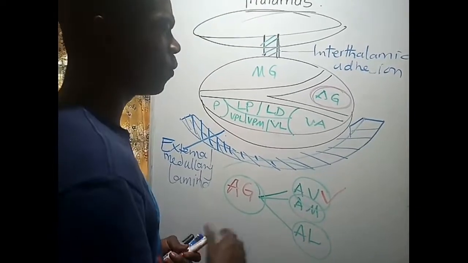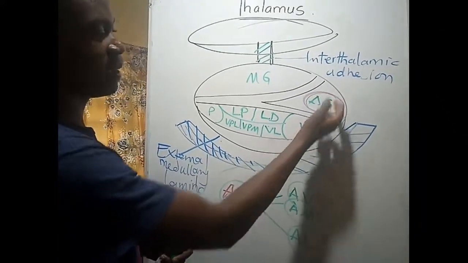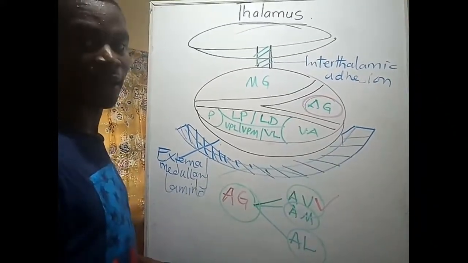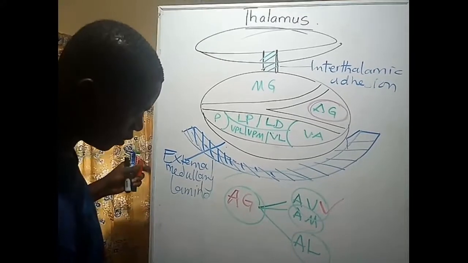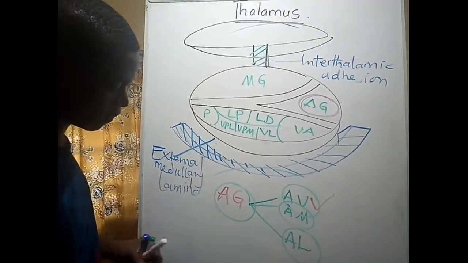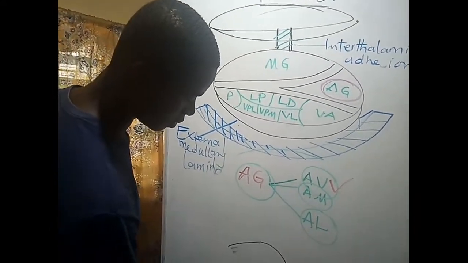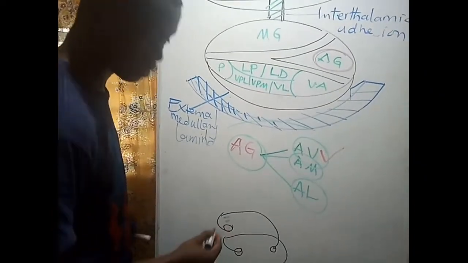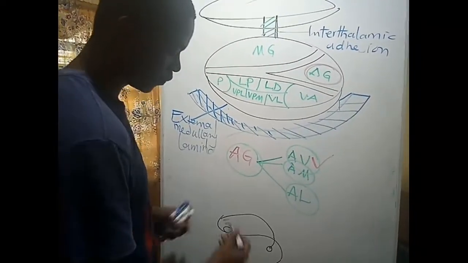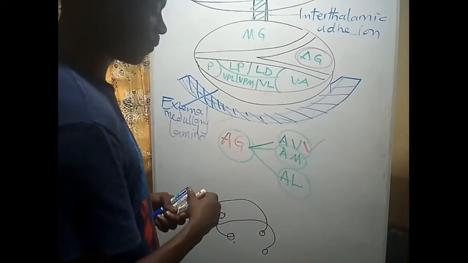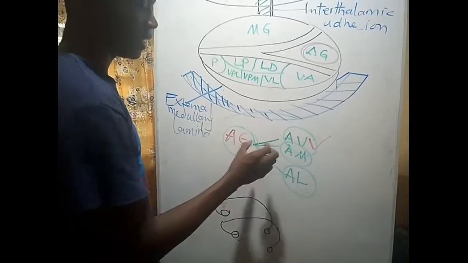Is that okay? So what we are going to look at is which fibers actually relay in the anterior group of nuclei. Now, remember when I was drawing the thalamus, I drew a structure which looked like a V. Here, it's called the fornix. There is a tract that runs through called the mammillothalamic tract. Now, the anterior group serves as a link between the hypothalamus and then the cingulate gyrus.